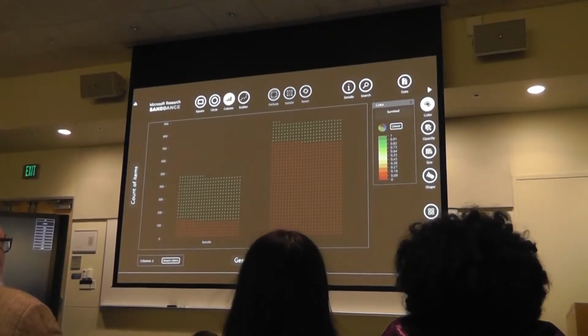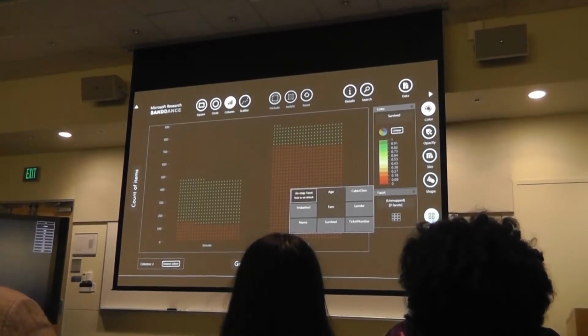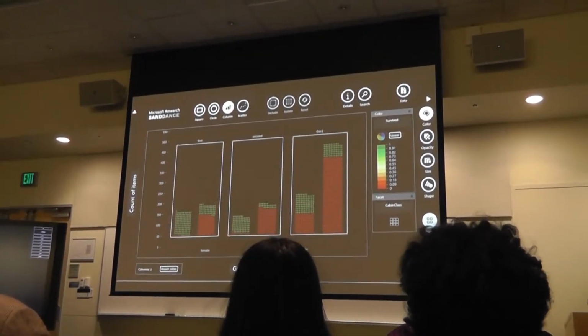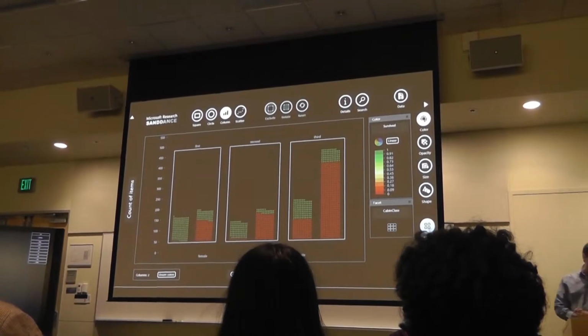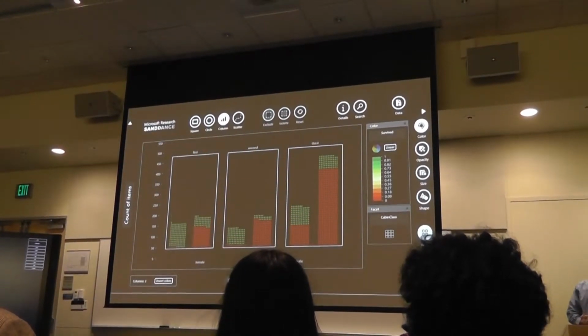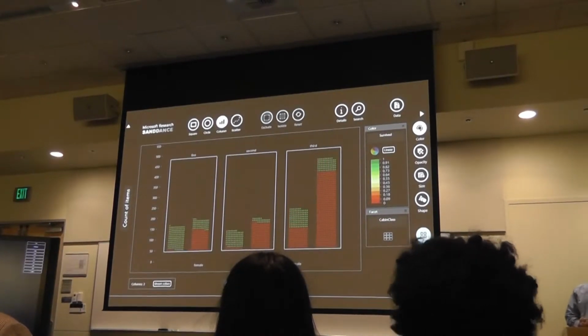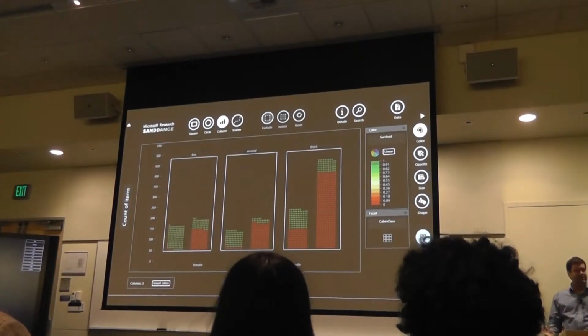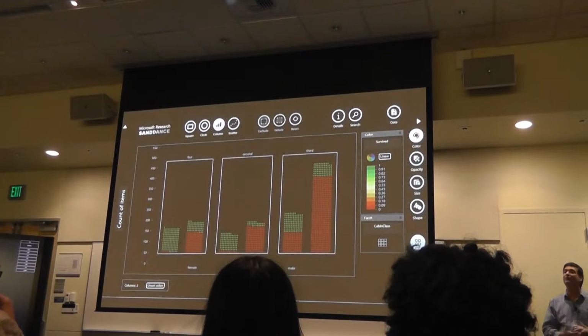If we actually facet this and look at it by cabin class, you can see that nearly all women in first class survived, and nearly all women in second class survived. But in third class, only about 50% of the women survived. So again, you can look deeper into the data and start seeing these patterns emerge.